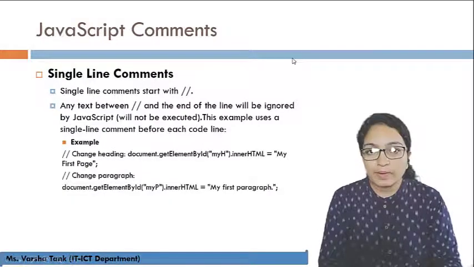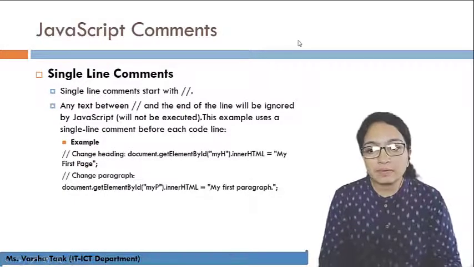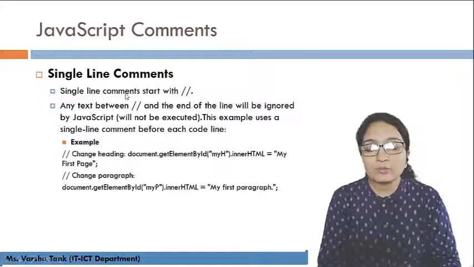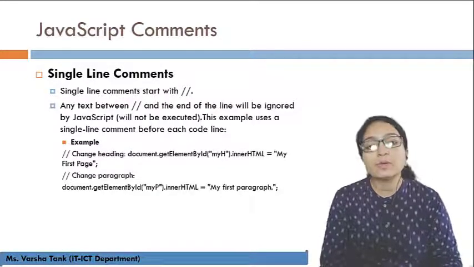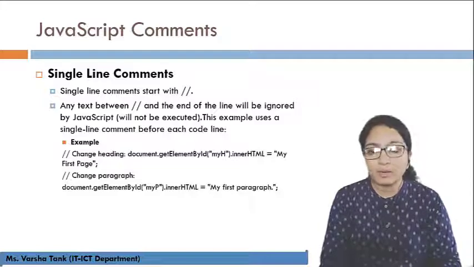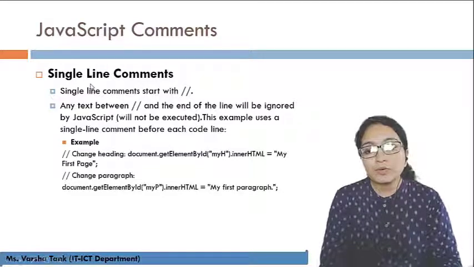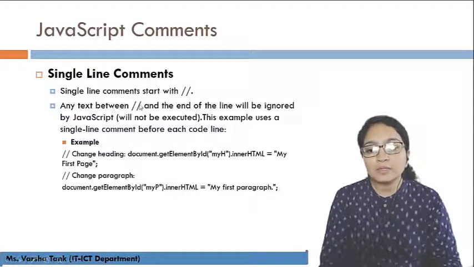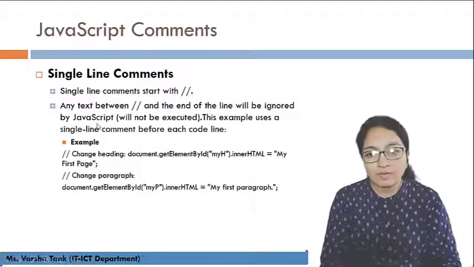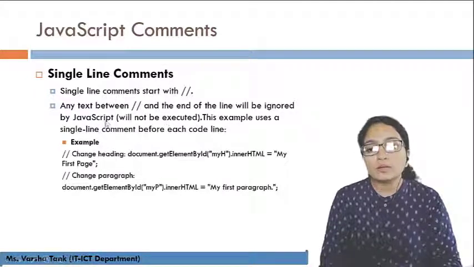So, JavaScript comments: how to define a comment in JavaScript. A comment is very useful when you want to provide information related to the code, so at that time you define that information in a comment. JavaScript supports the single line comment. A single line comment starts with a double slash. Any text after this double slash until the end of the line will be ignored by JavaScript, so it will not be executed.